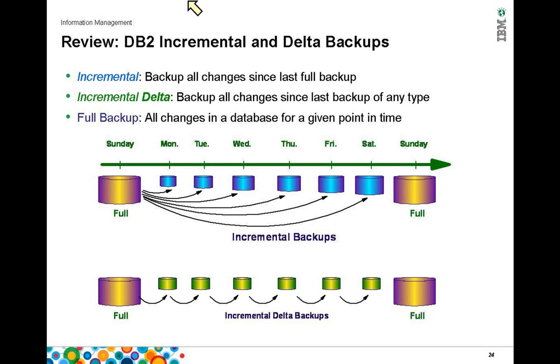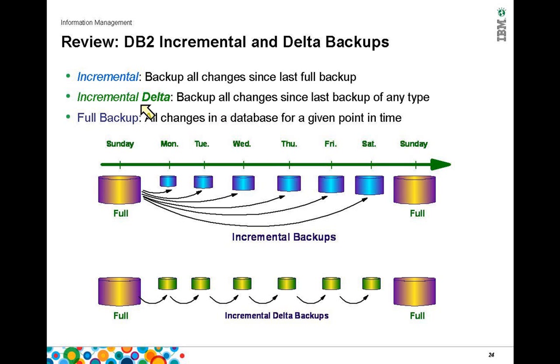So here we have a full backup taken on Sunday, and throughout the week, each night we're going to take an incremental backup. And you can see by the size, that's what the size of these objects is meant to portray, and as well the arrows here, that these backups are cumulative. They're recording all the changes that have occurred since the full backup was taken on Sunday. So, for example, Wednesday records all the changes that have occurred on Tuesday and Monday as well.